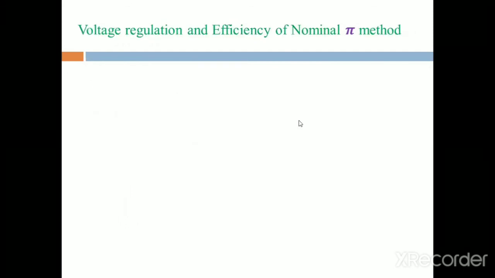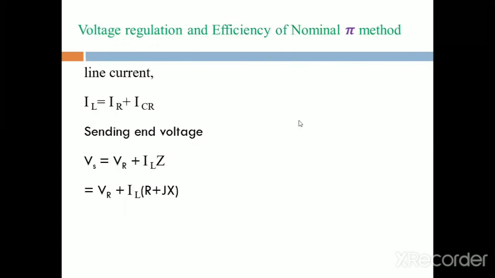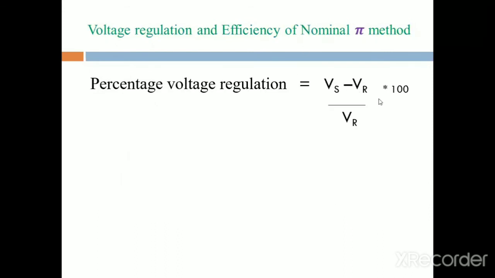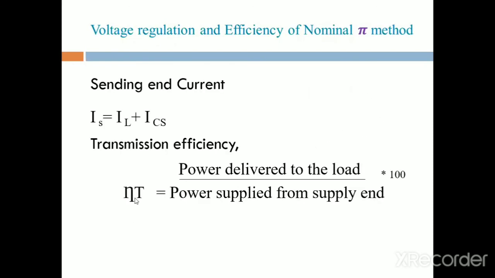The formula for the voltage regulation in any transmission line is (VS minus VR) by VR into 100. What is the VS? VS is the sending end voltage, VR is the receiving end voltage, divided by receiving end voltage into 100. Same as that, we calculate the efficiency in the case of nominal pi method.